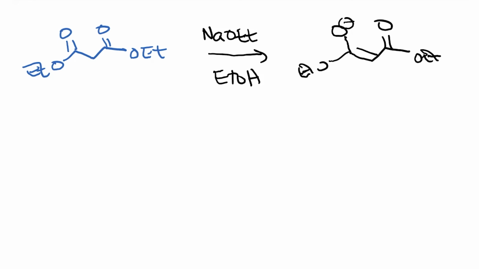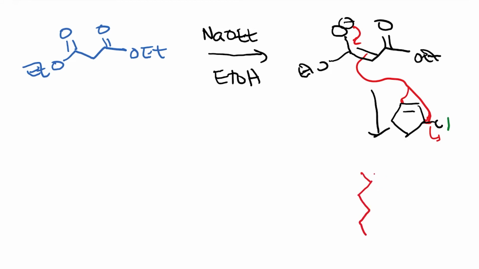Okay, and now let's imagine that we react this with something like chloride over here. So this can either attack on this carbon or it can attack on this carbon. The product would be the same. You end up with C double bond OEt, C double bond OEt, and this is now bound to a 5-membered ring.